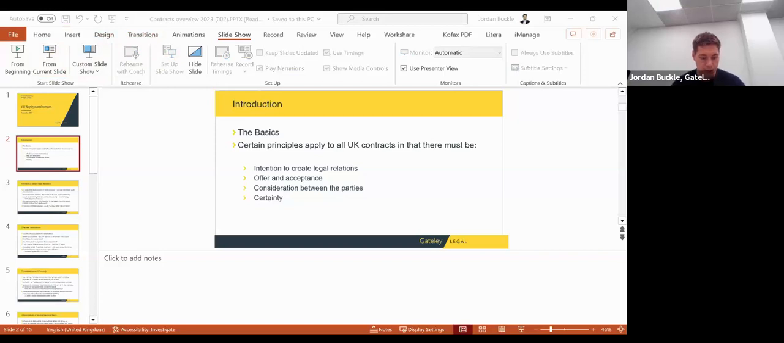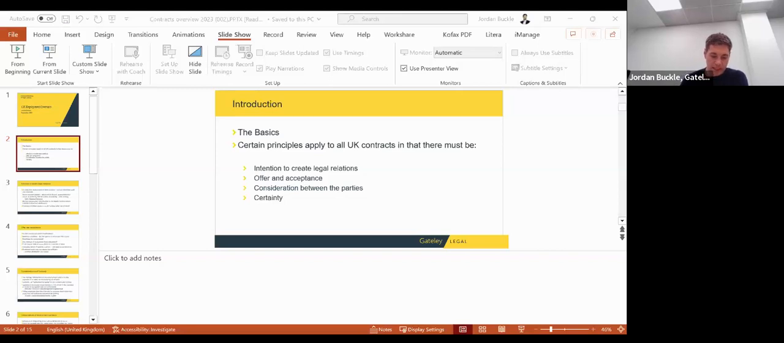So as explained, if we start with contracts generally, rather than focusing solely on employment, there are certain principles that apply. So in any contract, there must be an intention to create legal relations. There must be an offer and an acceptance. There must also be consideration between the parties. And finally, there must be certainty.